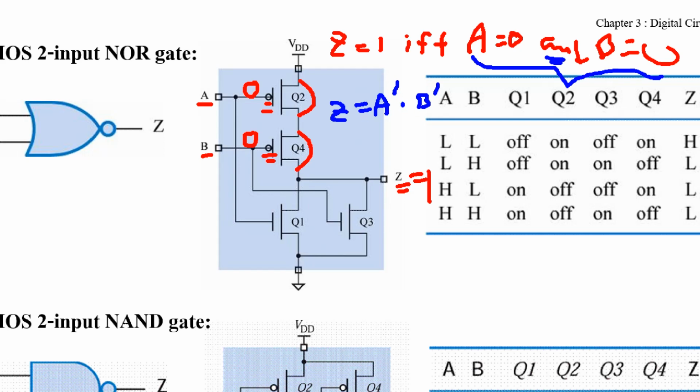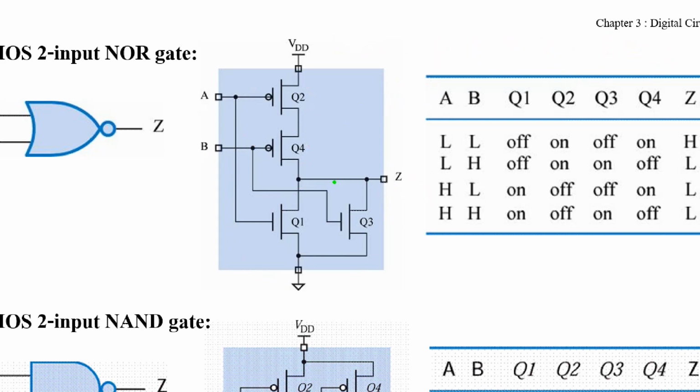Or you can analyze just only the lower part of the circuit. How? Now let me change the equation. When will this output be 0, or connected to ground?